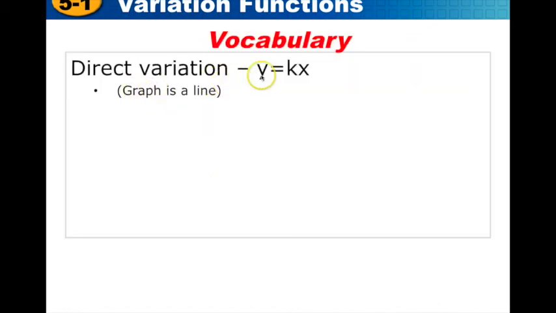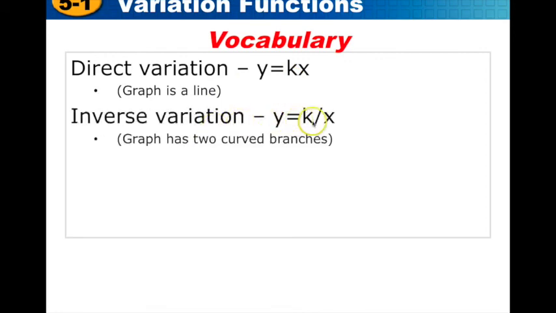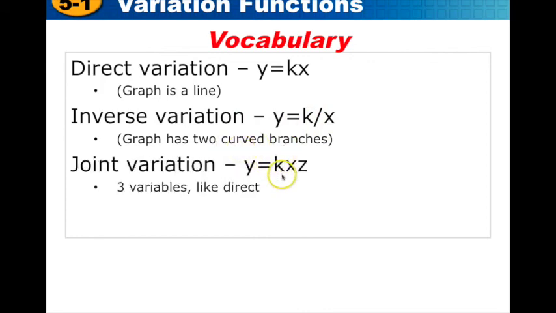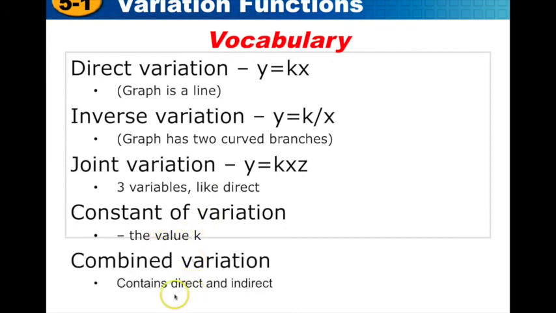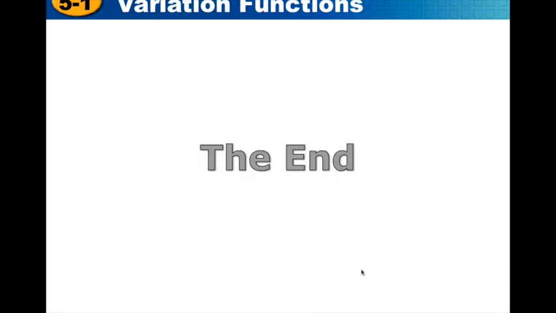So that's all for today's lesson. We learned direct variation is y equals kx, and the graph is a line. We learned inverse is y equals k divided by x, and the graph is two curved branches. We have joint variation, y equals k times xz, that's where we have three variables. And we know the constant of variation is the value k. And then we had combined variation, which has both direct and inverse in it. So those are the things we learned. All right, great.